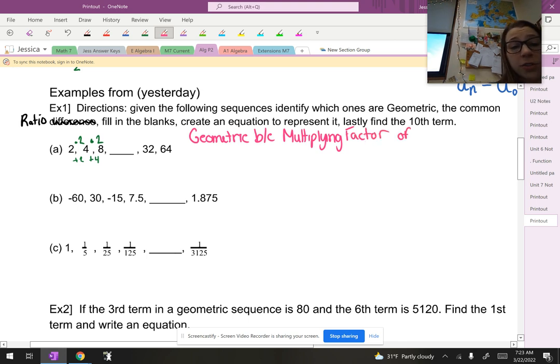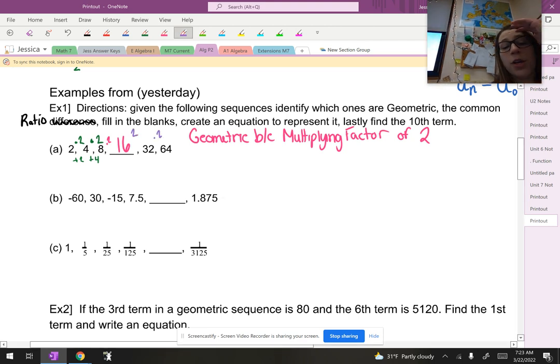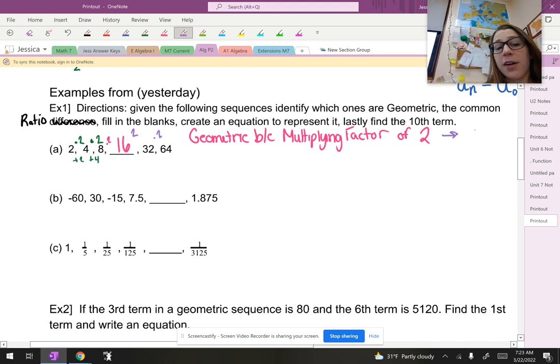What that multiplying factor is, is 2, right? I have to multiply by 2 to get to the next term. So 8 times 2 would give us the missing piece of 16. And then that fills the pattern. 16 times 2 is 32, and 32 times 2 is 64. So our multiplying factor, aka our common ratio, is that 2.